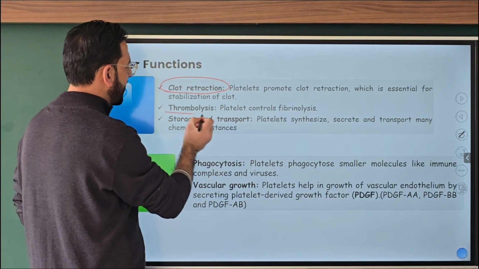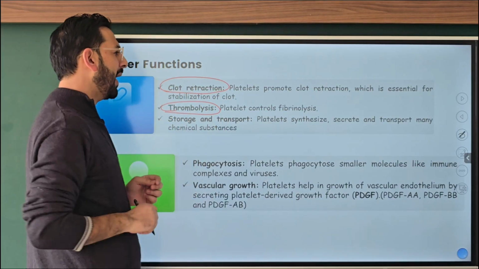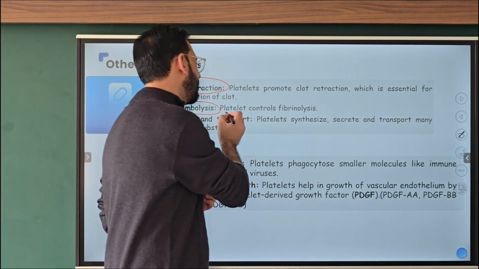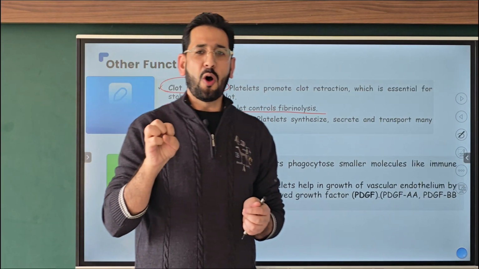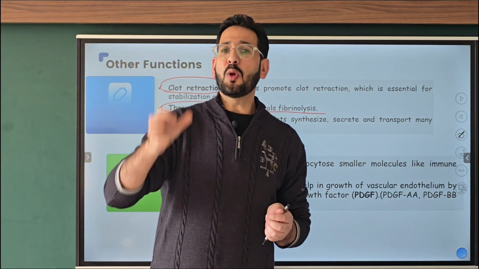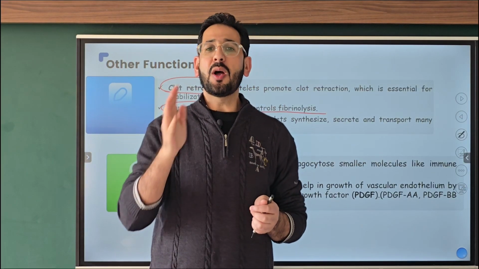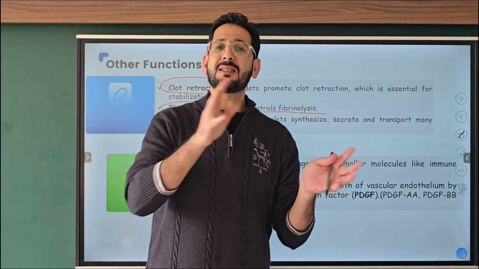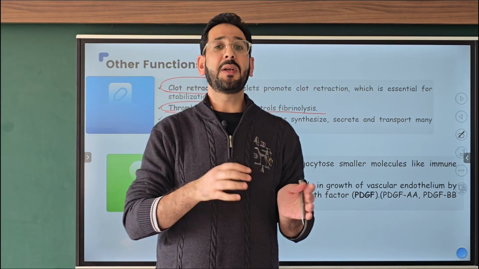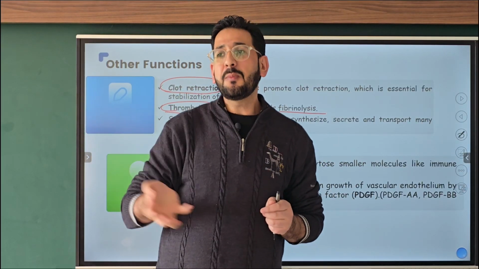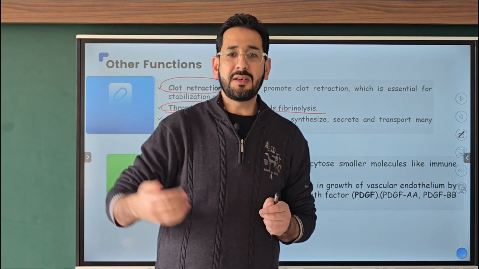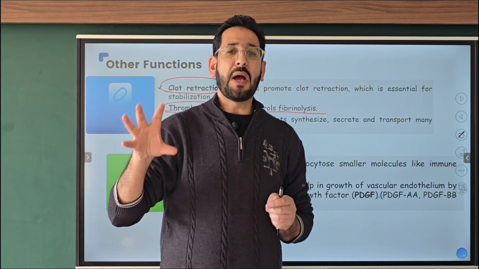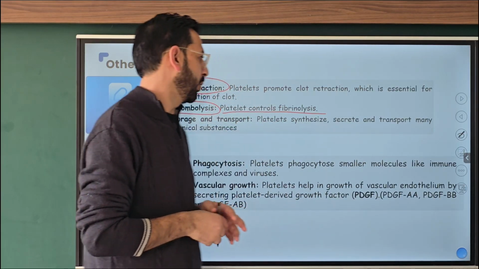Now, there is thrombolysis. Okay, thrombolysis, or we can say platelets control the fibrinolysis. Okay, once the clot is formed, when that clot has to be lysed or destroyed, that is controlled by the platelets themselves, because platelets know that the healing process has been done, and by releasing certain chemicals, they also control this fibrinolysis process.